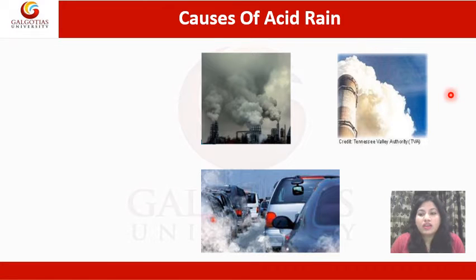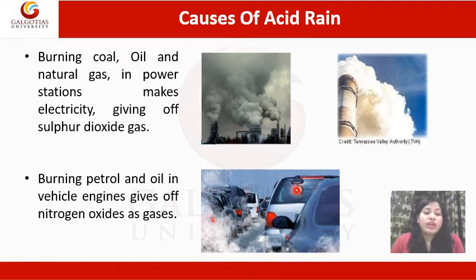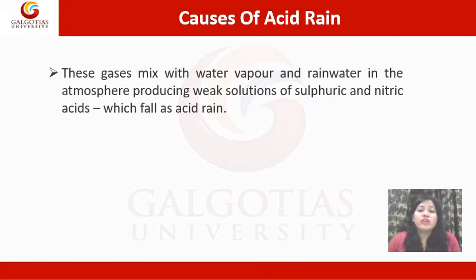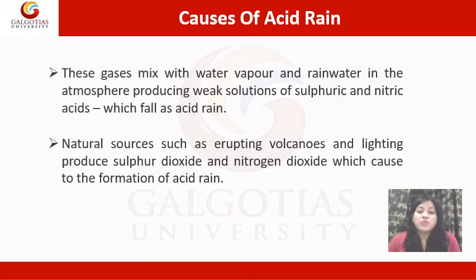Causes of acid rain. Burning of coal, oil and natural gas in power stations to make electricity gives off sulfur dioxide gas. Burning petrol and oil in vehicle engines gives off nitrogen oxides as gases. These gases mix with water vapor and rainwater in the atmosphere, producing a weak solution of sulfuric and nitric acids, which falls as acid rain. Natural sources such as erupting volcanoes and lightning produce sulfur dioxide and nitrogen dioxide, which also lead to the formation of acid rain.